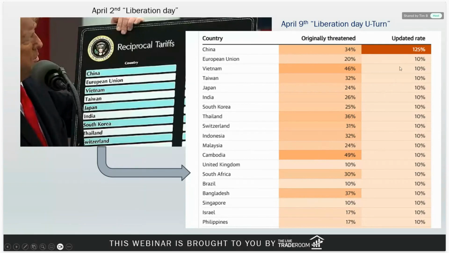And we want to see how that plays out. But we will get some update over the coming days and weeks about how these baseline tariffs, 10% applied pretty much across the board. So whether you're in the UK or across the Eurozone, Vietnam, Taiwan, South Africa, Brazil, Israel, Philippines, we've all been hit with a 10% tariff on imports into the US.